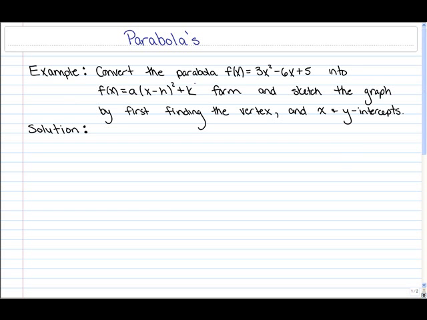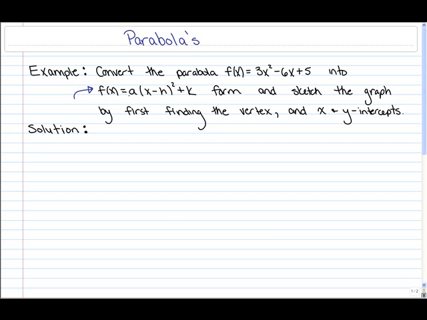Now remember, if your parabola is in this form right here, the vertex is really simple. The vertex is just simply (h, k). Now if your parabola is in the previous form, this one right up here, then the vertex is a little bit more complicated. Now you can do the vertex in that form, and I will show you how to do that, but I first want you to try this example on your own.